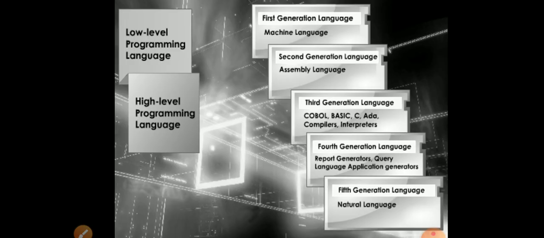As per the 5 generations of computers, language is also divided into 5 generations. That is first generation machine level language, second generation assembly level language, third generation COBOL, BASIC, C, fourth generation report generator, query language, and fifth generation language will use artificial intelligence.